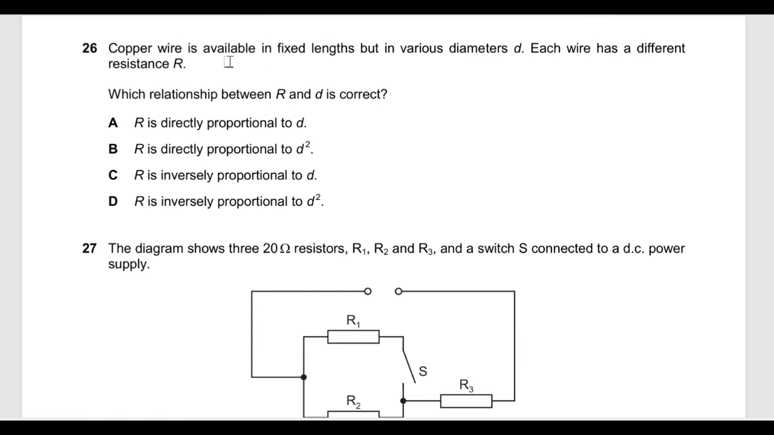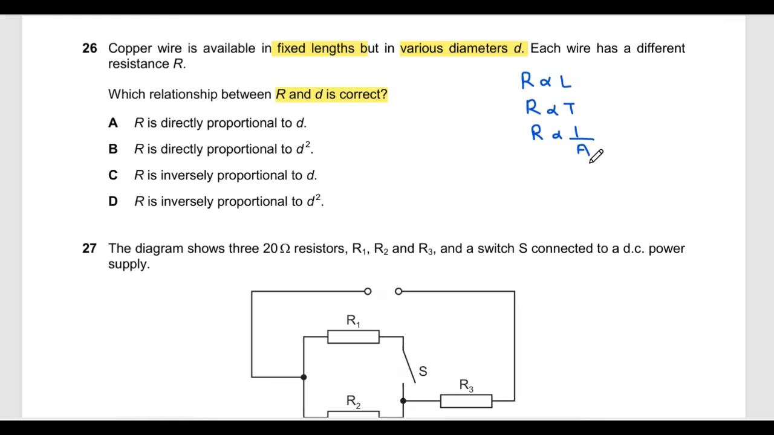26 says copper wire is available in fixed length but in various diameter. Each wire has different resistance R. Which relationship between R and D is correct? R is directly proportional to length. R is directly proportional to temperature. R is inversely proportional to the cross-sectional area of wire.